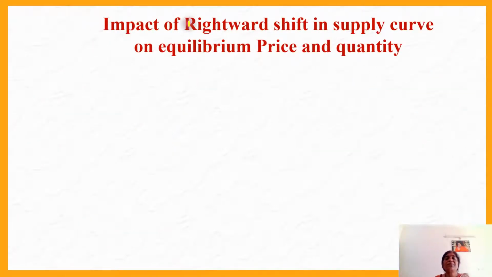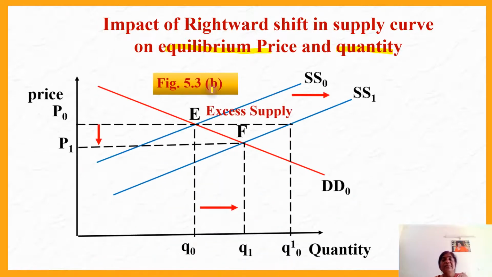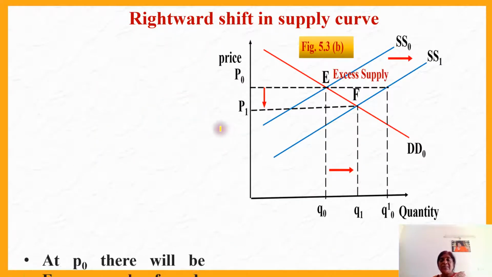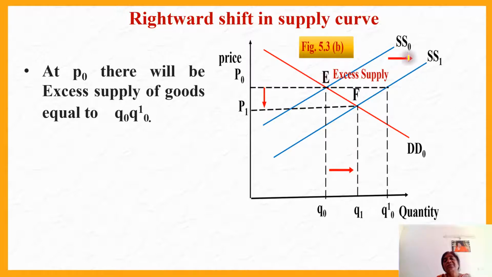Now we will see the impact of a rightward shift in the supply curve on the equilibrium price and the equilibrium quantity. You can see this diagram 5.3b explains the initial supply curve before shift is denoted by SS0, after shift SS1, and the initial equilibrium E and the new equilibrium is F. You will see it in the same diagram in the next slide. You can see here the P0 price, as we have already discussed, SS0 shifts to SS1 and DD0 intersects at this point. This is the initial equilibrium point.